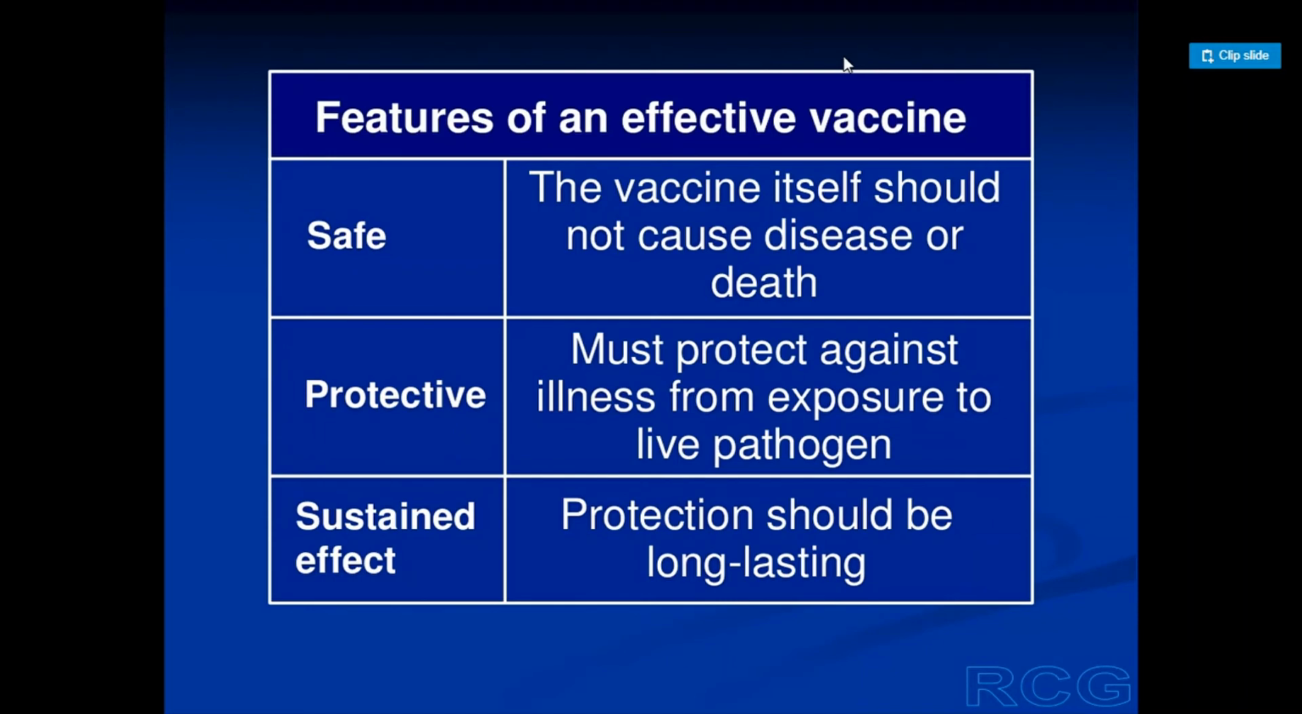Here, what are the features needed for an effective vaccine? It should be safe. The vaccine itself should not cause any disease or death. And it should protect against illness from exposure to the live pathogens against which it has been generated.